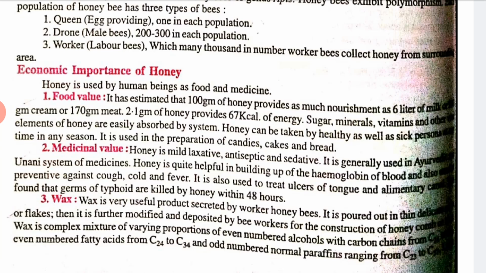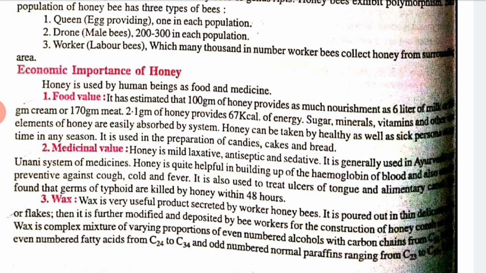Now if we talk about the medicinal value, honey is mild laxative, antiseptic and sedative. It is generally used in Ayurvedic and Unani systems of medicine. Honey is quite helpful in building up the hemoglobin of blood and is also useful as a preventive against cough, cold and fever. It is also used to treat ulcers of the tongue and alimentary canal. It is found that germs of typhoid are killed by honey within 48 hours. So this is all about the importance of honey in medicinal value.